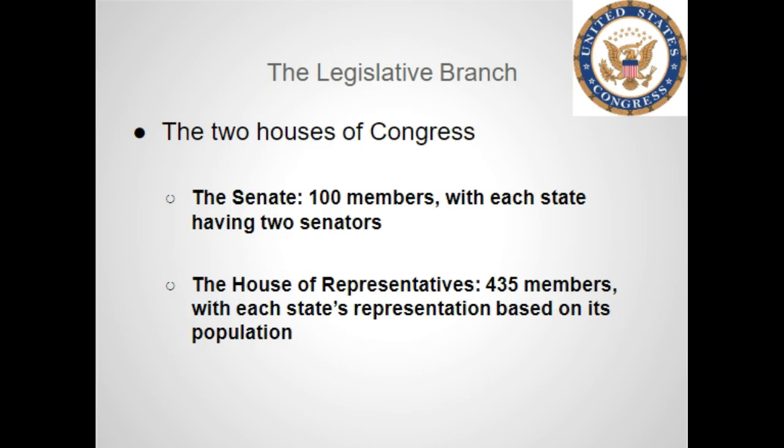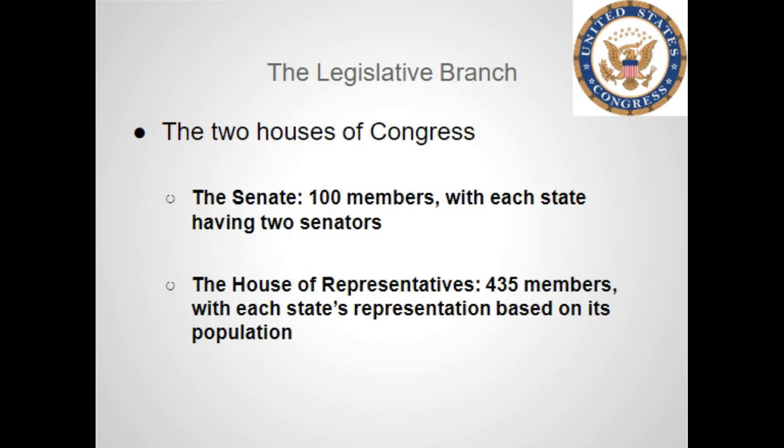So there are two houses of Congress in our national government. One is the Senate and one is the House. And this is in the Constitution, and this is the Great Compromise, or the Connecticut Compromise, where the Virginia Plan and the New Jersey Plan were combined, and you have equal representation, which is the Senate, and that's 100 members, because we have 50 states. So each state has two senators.